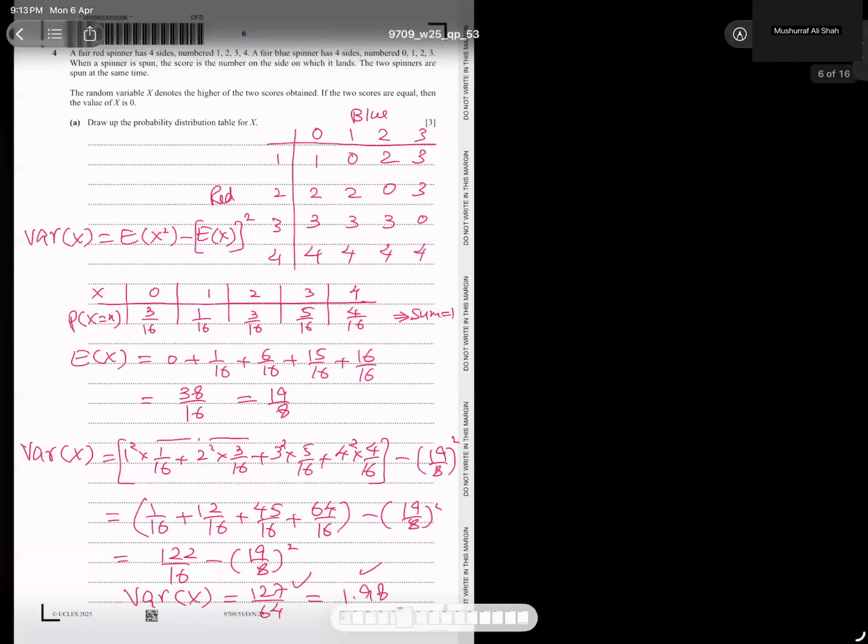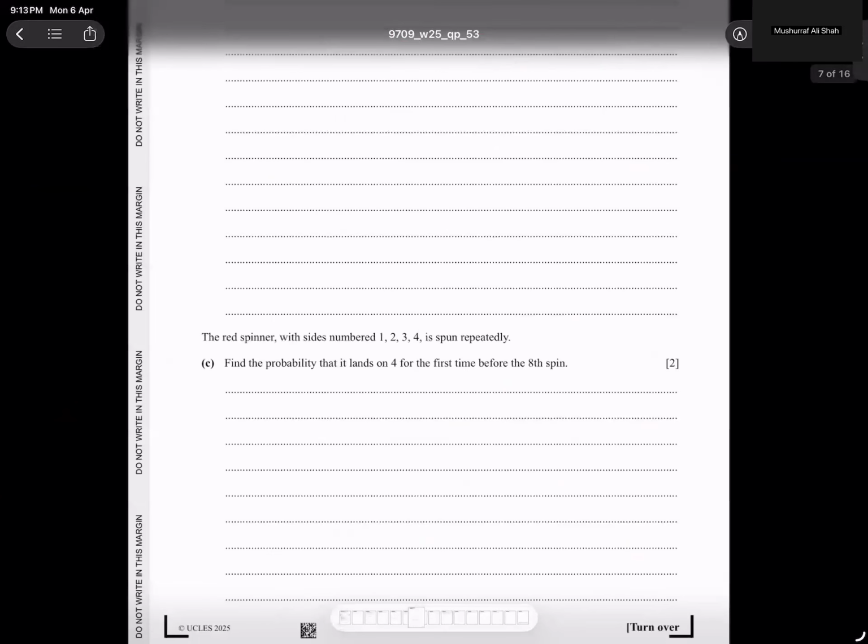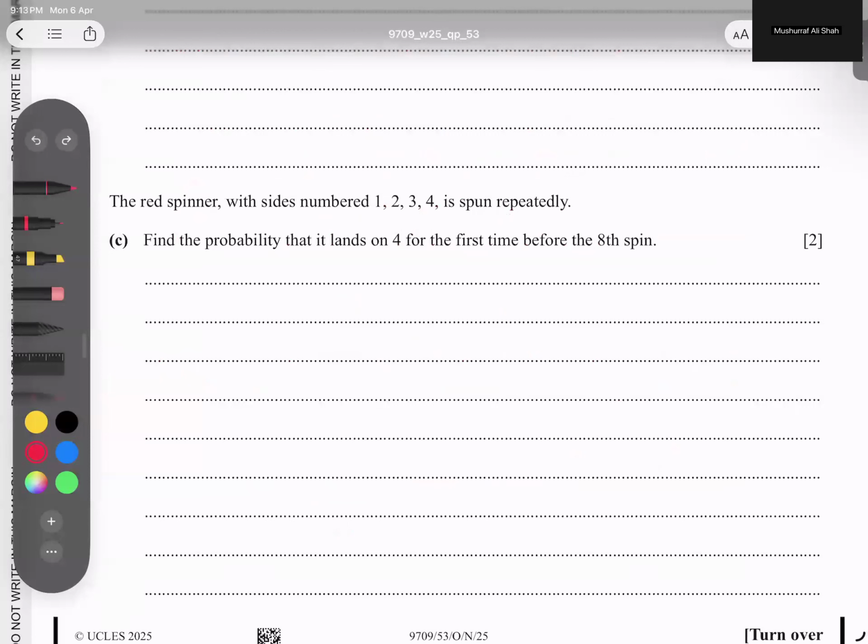Next part, students, of the same question, we have a red spinner. We concentrate on the red spinner only. And the spinner sides are given 1, 2, 3, 4 repeatedly. And the probability it lands on 4. So our probability is 4 only. So probability P is 1 upon 4. And Q is naturally 3 upon 4.